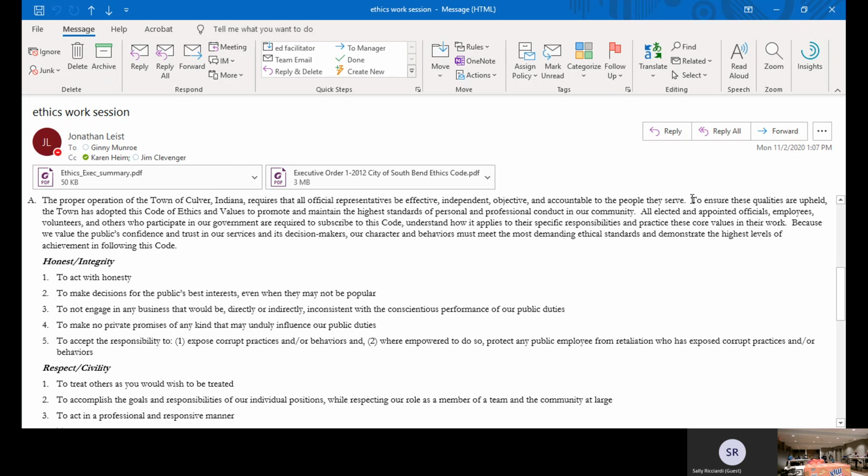And Bill and Rich, the state ethics thing and the South Bend one, did I send those to you guys, or was that just to Jenny, Karen, and Jim? I don't think I did. I didn't see it. Okay, I'll send those to you guys after too, if you want to take a look at it. Yeah, I think that's a good idea.